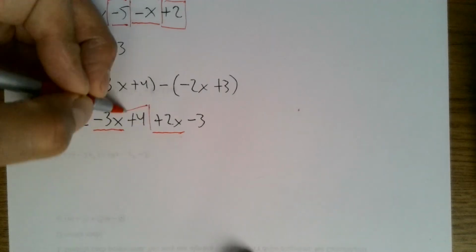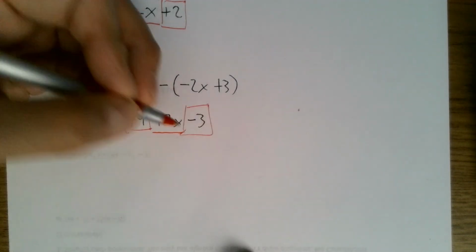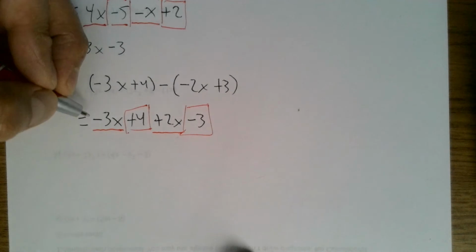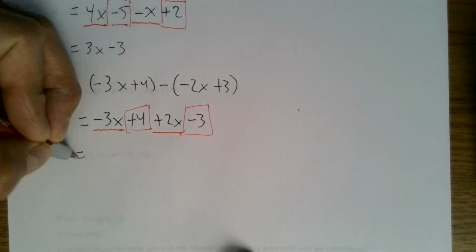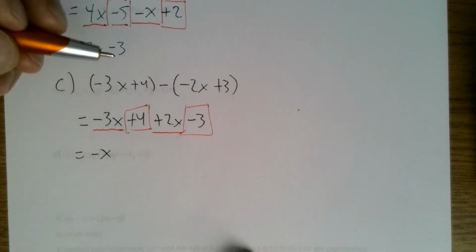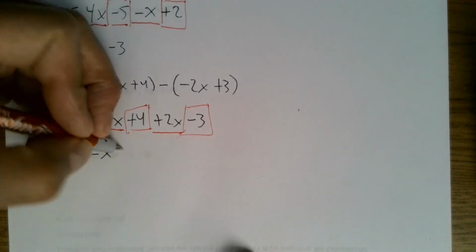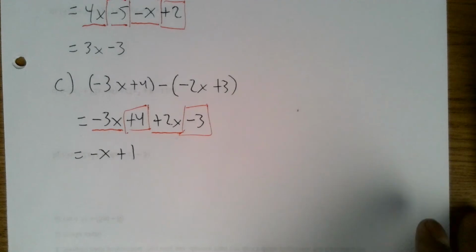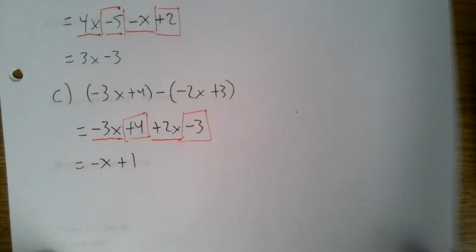There's my x's. There's my numbers. Highest degree first, I'll do the x's. That's going to be negative x or negative 1x if you want to write it that way. And for negative 3 is plus 1. Okay, just have a couple more of these.